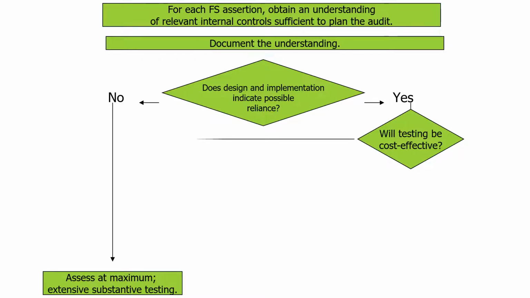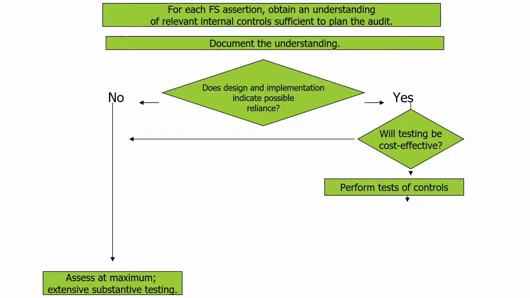If the answer is no, then the auditor will assess control risk at the maximum and will perform extensive substantive testing. However, if the auditor evaluates that the testing will be cost effective, then the auditor will perform test of controls. Upon performance of the test of controls, the auditor will of course gather sufficient and appropriate evidence in order to support his or her preliminary assessment of control risk.